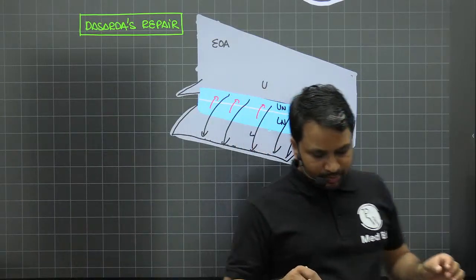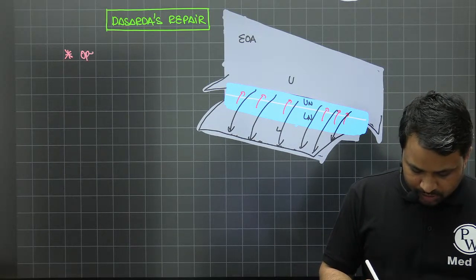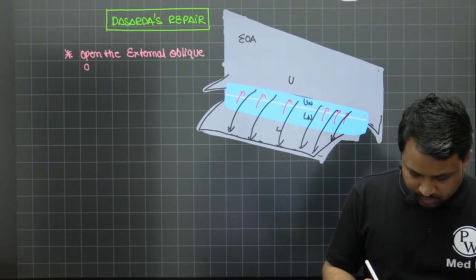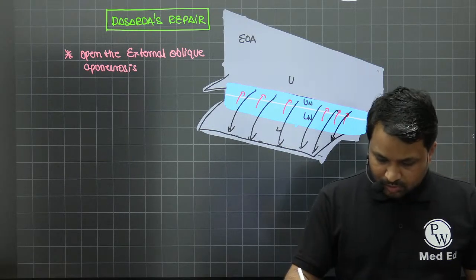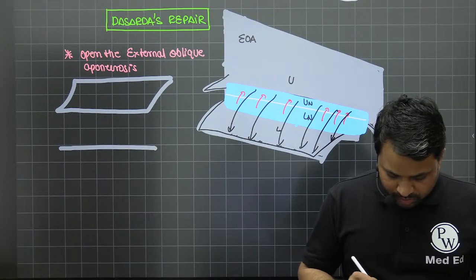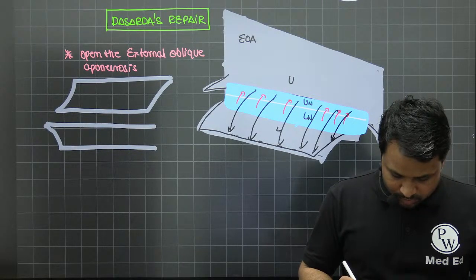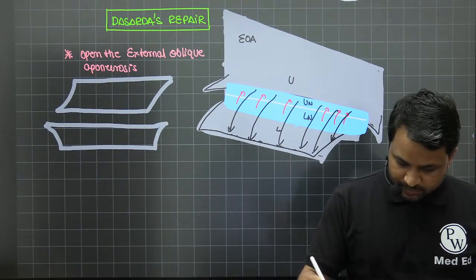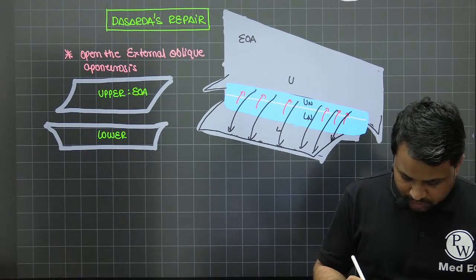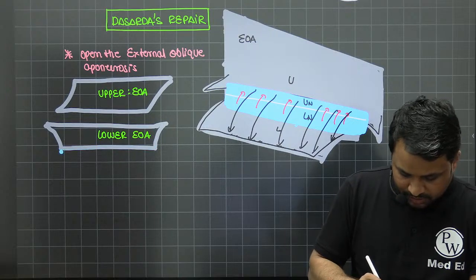In the Dasarda's repair, if you want to truly understand, I've shown you the representation, just review that as well. Step number 1 is to open the external oblique aponeurosis. Once you open it, you have created two components: the upper leaf and the lower leaf of the external oblique aponeurosis. Beneath here you have your inguinal ligament.